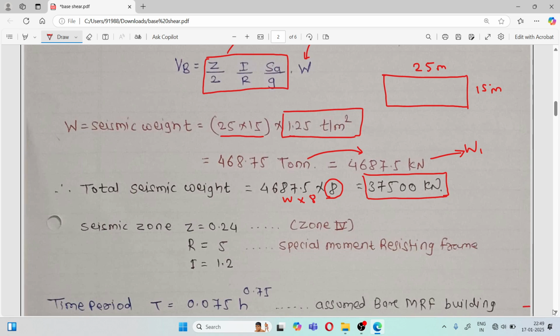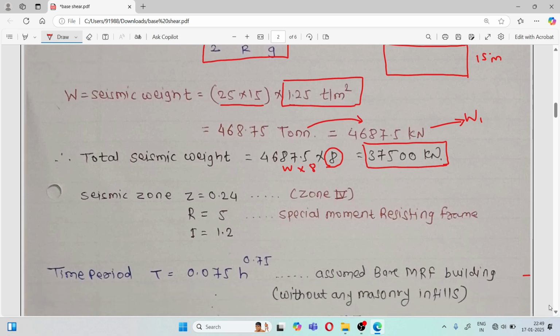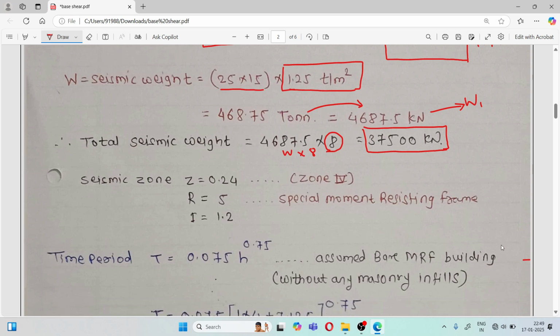We want to find the displacement and drift. For that, we need to calculate the base shear. So for base shear, the first thing required is W, which we have calculated. The second thing is we need to find the Ah, that means Z by 2 into I by R into Sa by g.